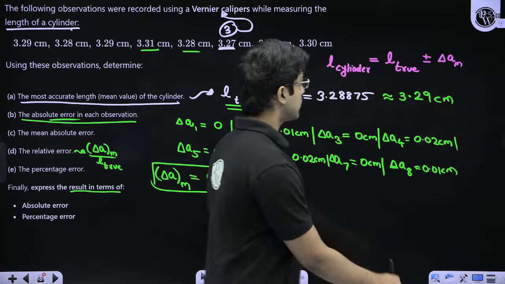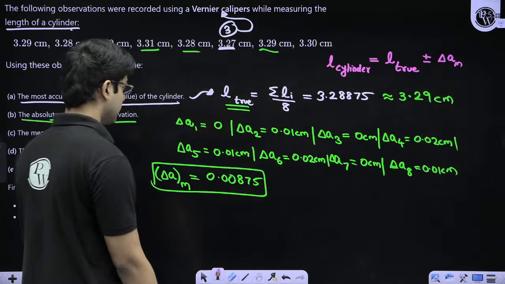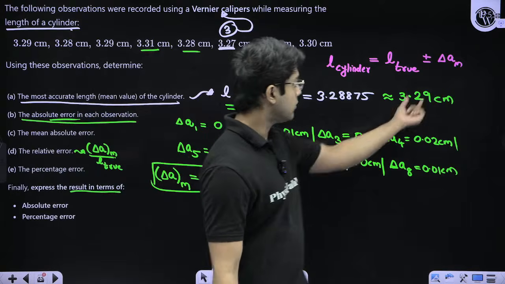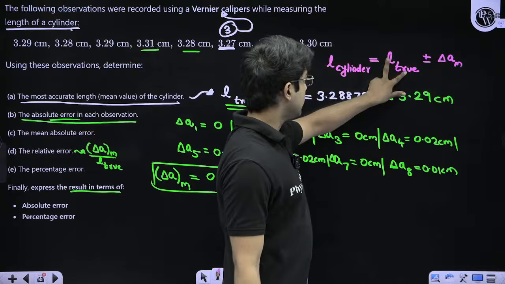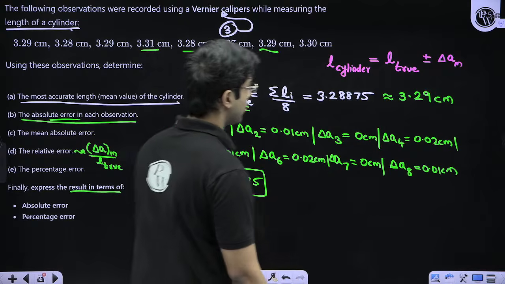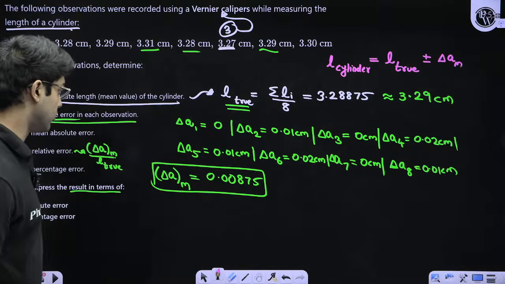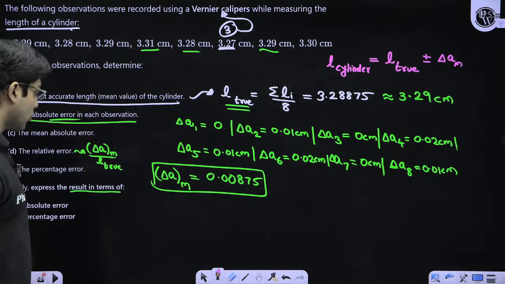This is how we will represent the length of the cylinder. Okay. Delta A mean is 0.00875. That we will write it here. And here we will write the true value, which is 3.29. Okay. This also you can round it off to 2 decimal places if you want.